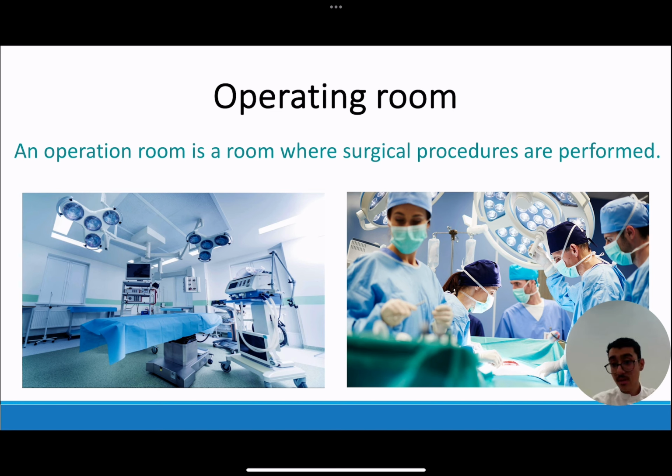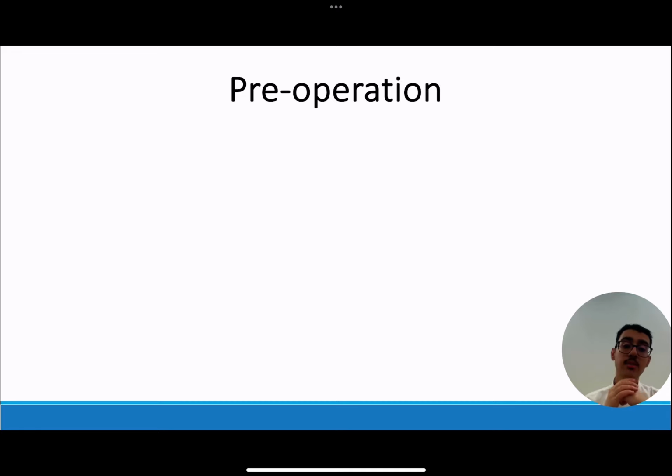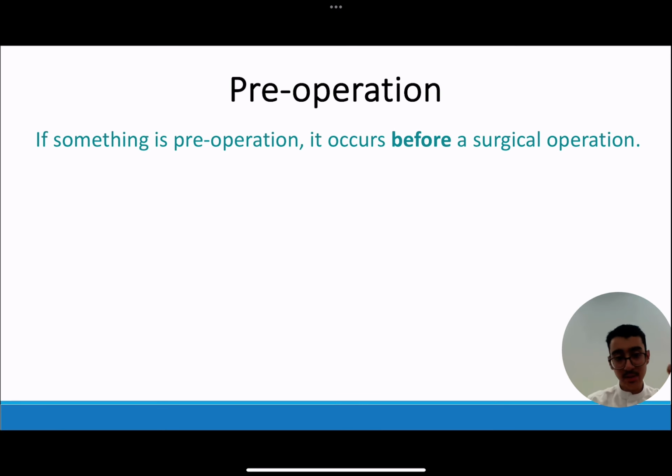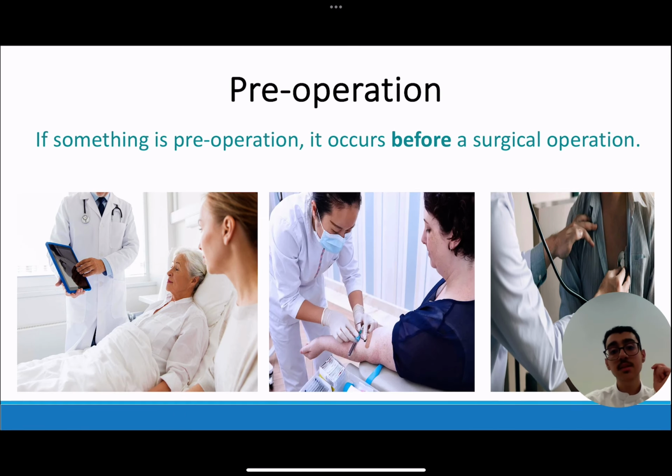There are things that the doctors do before and after the operation. Let's talk about them. Like I said, there are some things that a doctor does before and after an operation. Let's talk about before the operation. Like you can see, pre-operation. If something is pre-operation, it means it occurs before a surgical operation. Like you can see in these three pictures, here is a doctor taking some tests for the patient before he goes to the operating room.